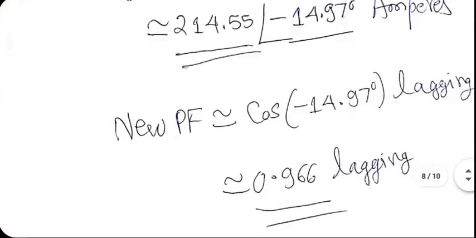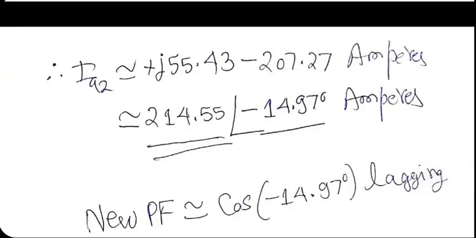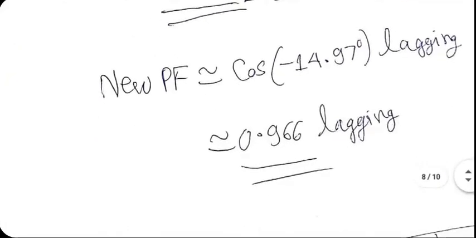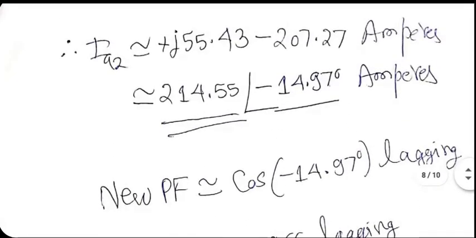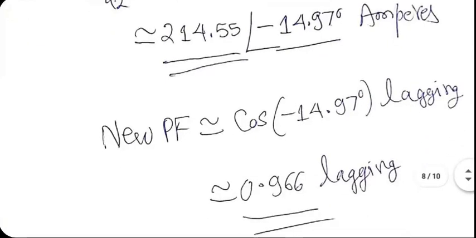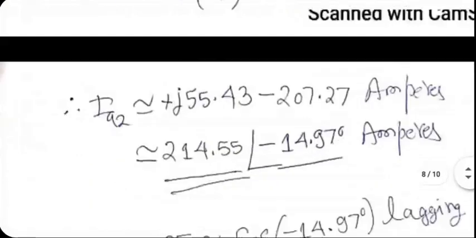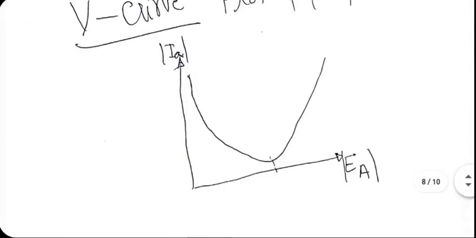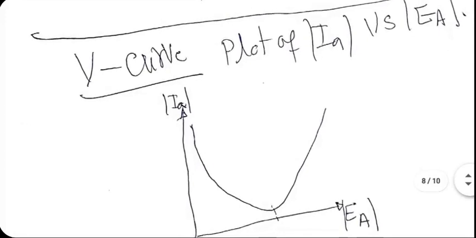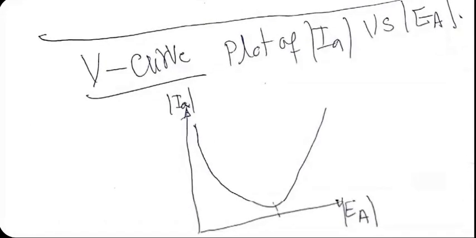And the new power factor, of course, will be cosine of minus 14.97 degrees. And it is going to be lagging because there is a minus sign on 14.97 degrees. So 0.966 lagging will be the new power factor. In problem 1, it was 0.8 lagging. V curve, I've already told you about. It is the plot of magnitude of IA versus magnitude of EA.